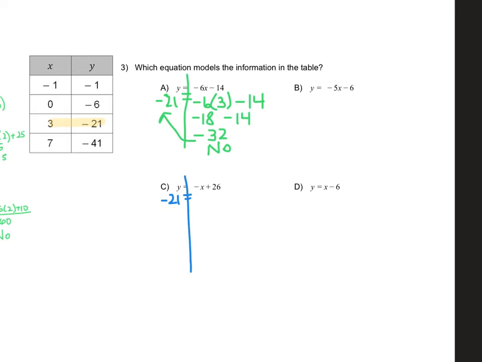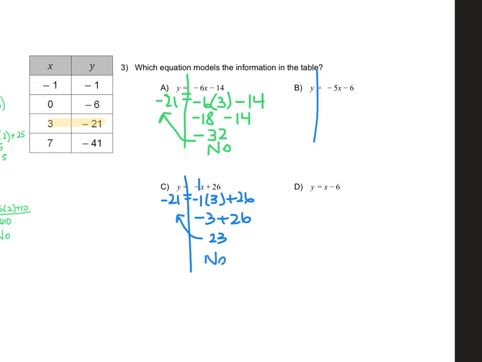Now remember, if you just have a variable with no number in there, there's that invisible 1. So this is going to be negative 1 times 3 plus 26. Negative 3 plus 26. The signs are different, so you subtract and take the sign of the larger number, which is the 26. So that would give you positive 23. And they do not equal each other.